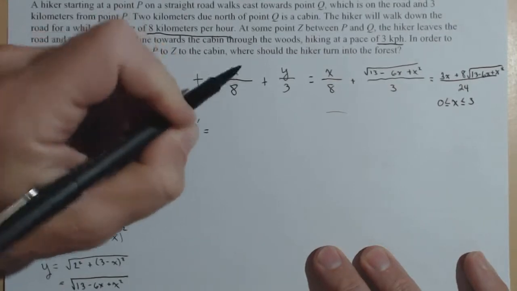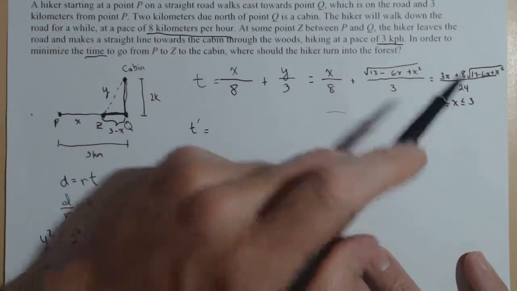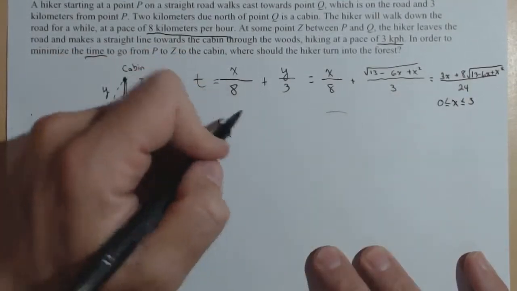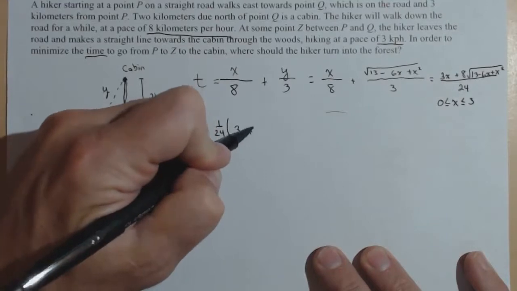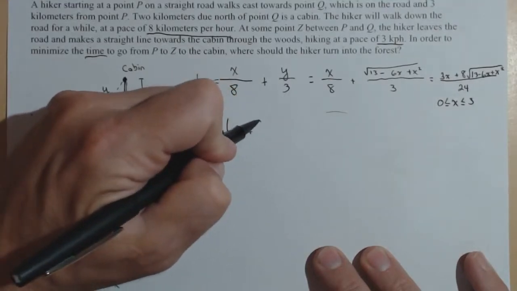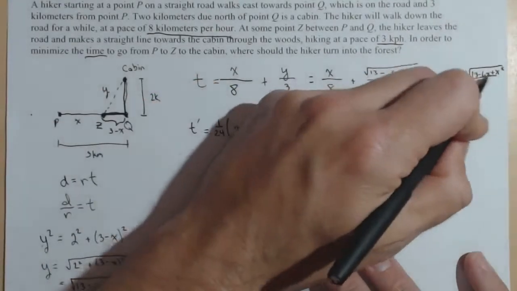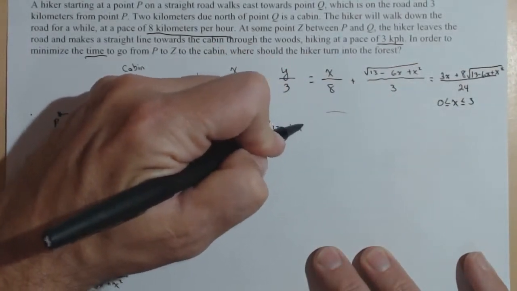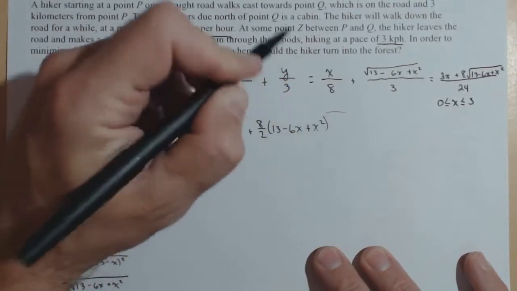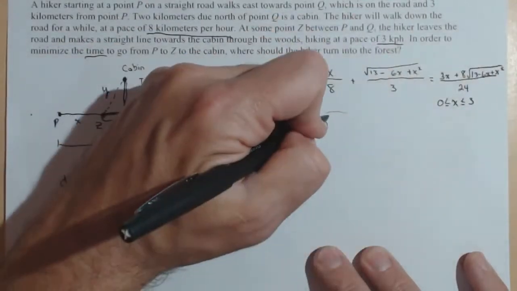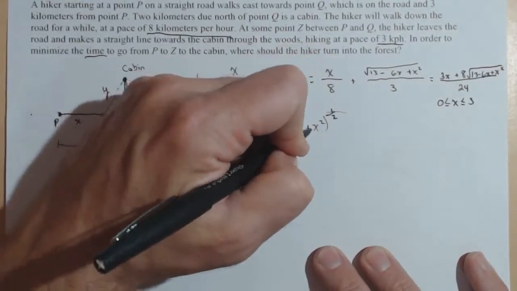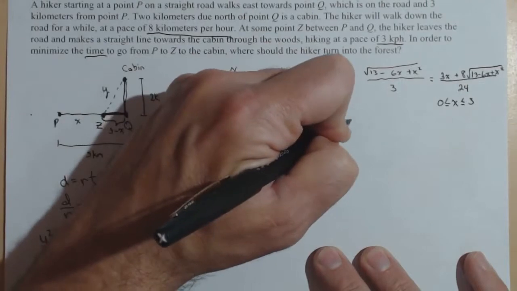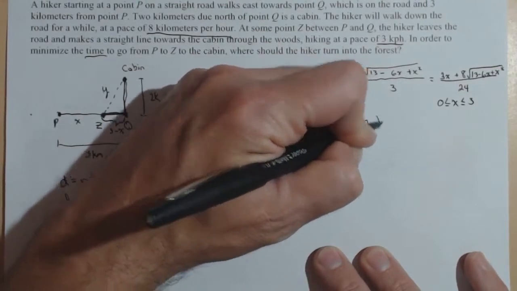So let's find our t prime. Now our derivative, the 1/24th is just a constant, so I'm just going to write that out front and take the derivative of the numerator, which is 3 plus 8 halves, making that a 1/2 power. This is a chain rule, times 13 minus 6x plus x squared to the negative 1/2. That's decreasing the power by 1. Now the second part of the chain rule, times the derivative of the inside: negative 6 plus 2x.